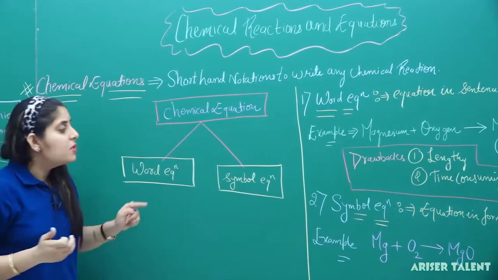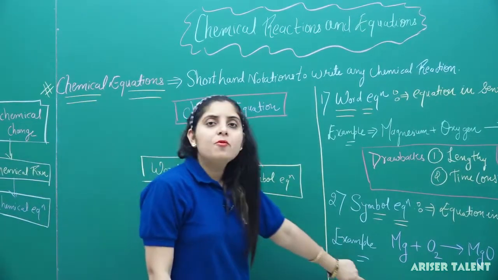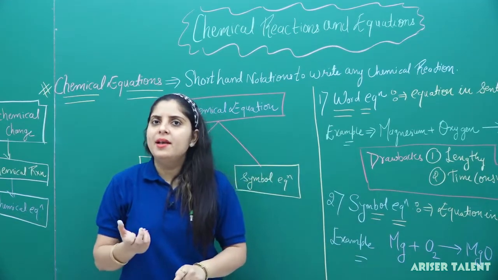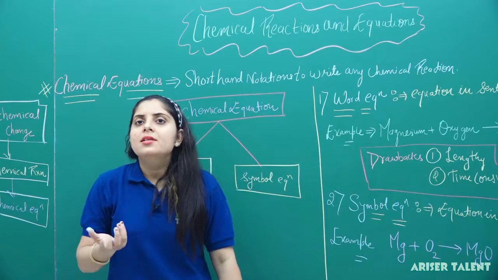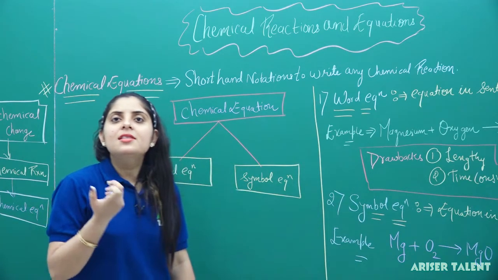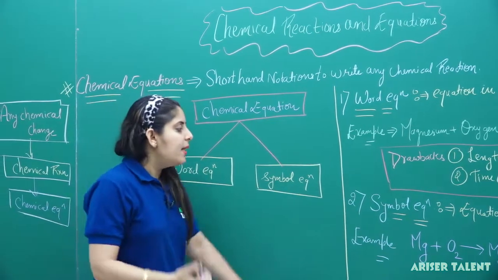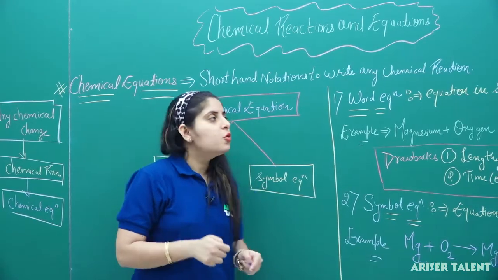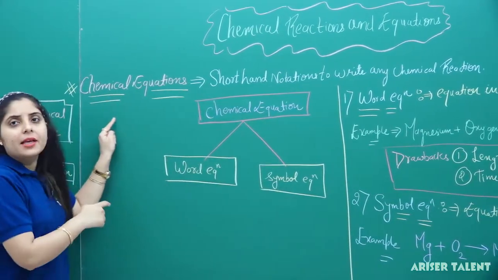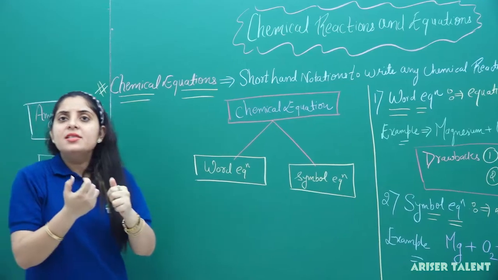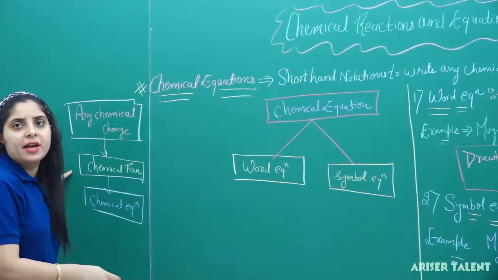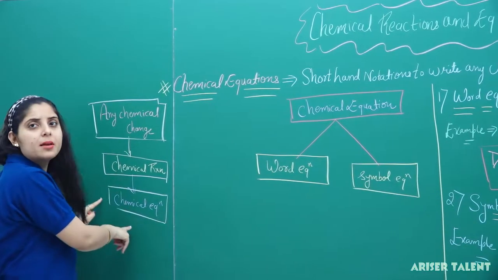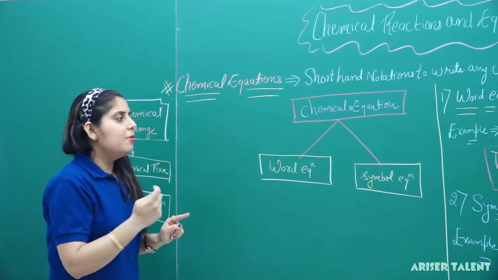So students, you have seen here, writing in the form of the symbol is not quite lengthy, and it is not time consuming, and it is easy to understand the symbol equations. So finally, the symbol equation is adopted as a basic equation. So it is all about the chemical equation. I am repeating once again, any chemical change will be accomplished by chemical reaction, and the chemical reaction can be expressed by the chemical equation.